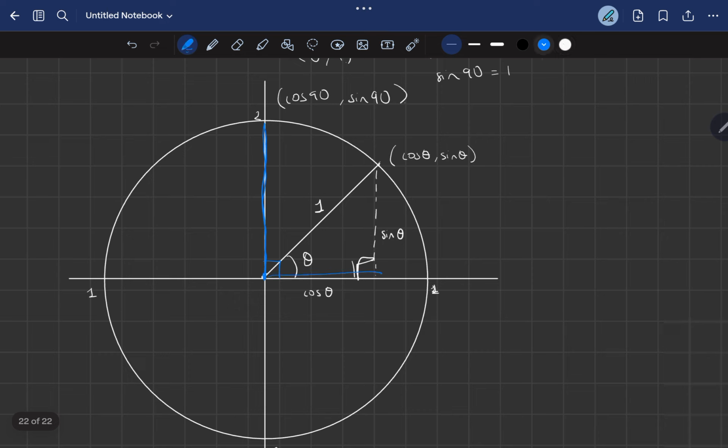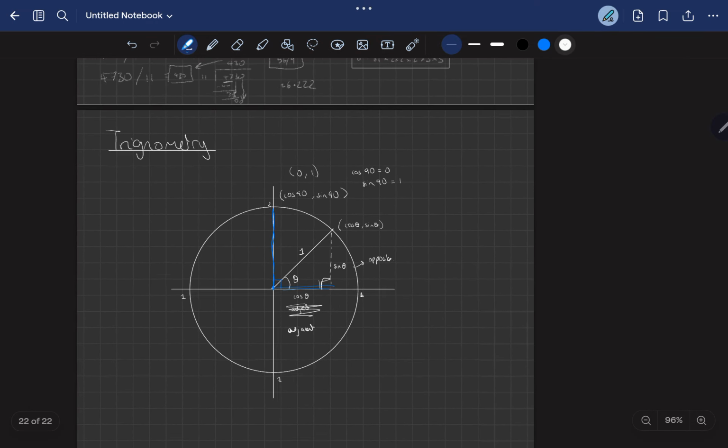So in blue, we have the adjacent. The sine height is known as the opposite. That's the opposite height because it's opposite the angle. And the cos length is going to be the adjacent. And obviously this is called the hypotenuse, the one side. Okay?